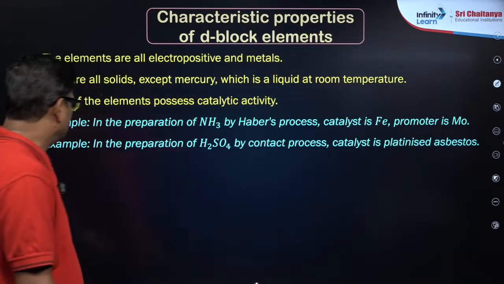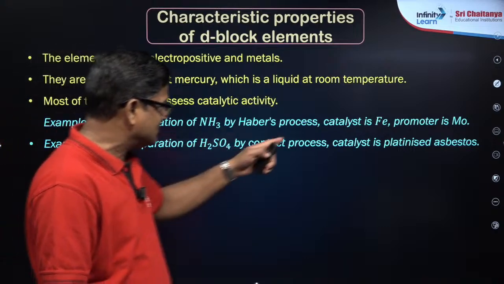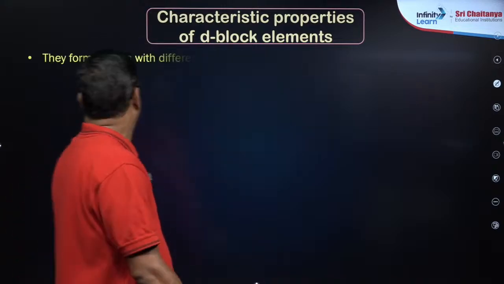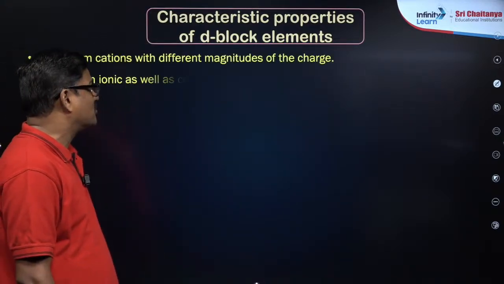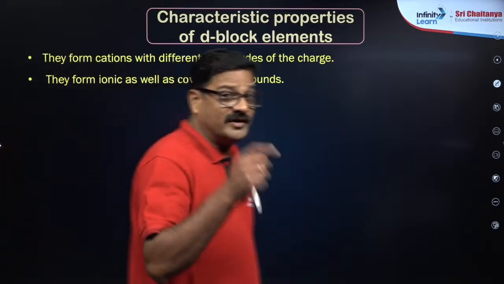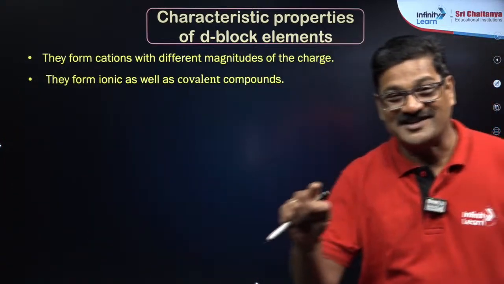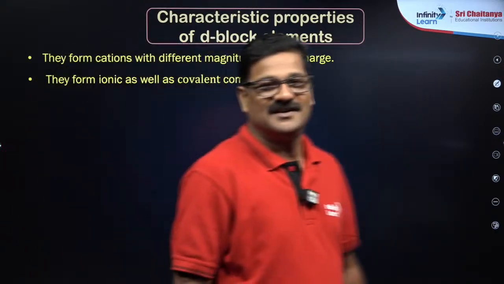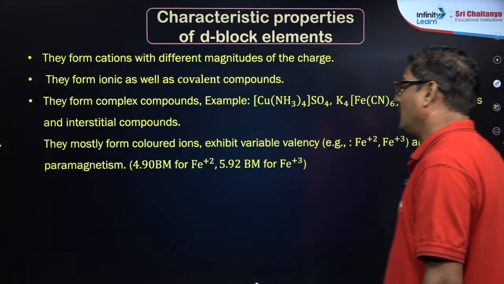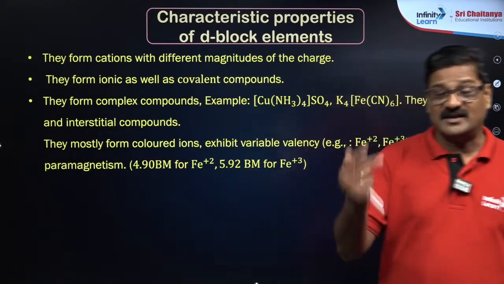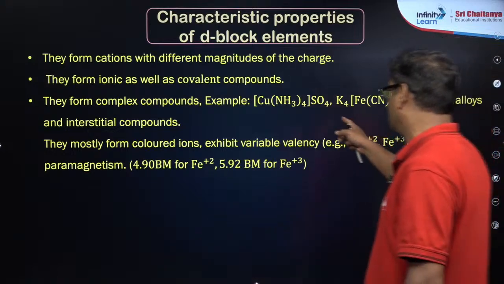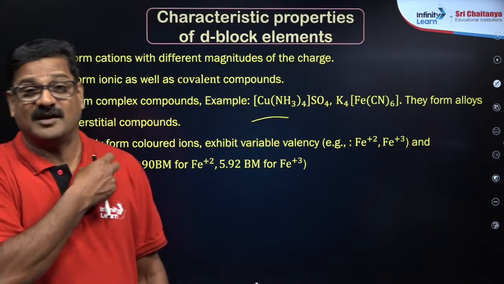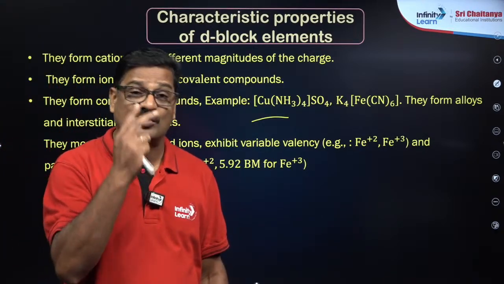Now, in the preparation of H2SO4 by contact process, the catalyst is platinized asbestos, so you can simply say platinum is a catalyst. And they form cations with different magnitudes of charge, so they show different or variable oxidation states. They form ionic as well as covalent compounds, and complex compounds with various ligands. We are going to discuss complex compounds in the coordination compounds chapter, a long inorganic chapter. From this chapter at least 2 questions will come.